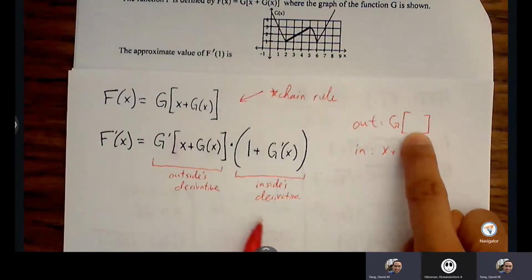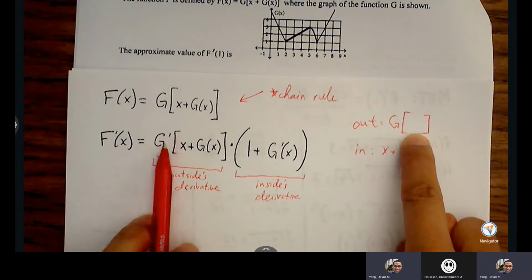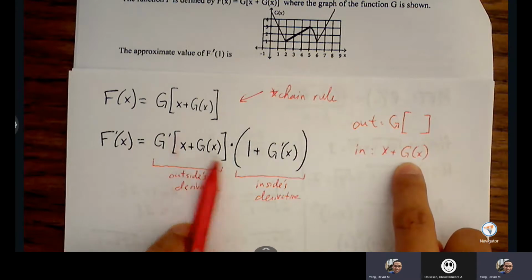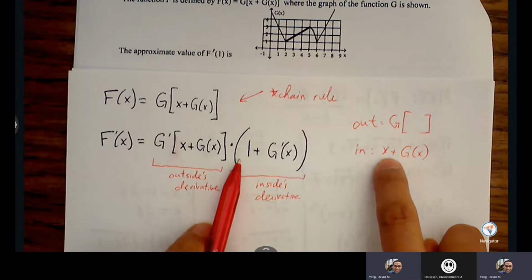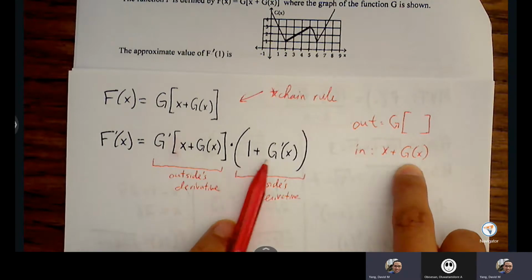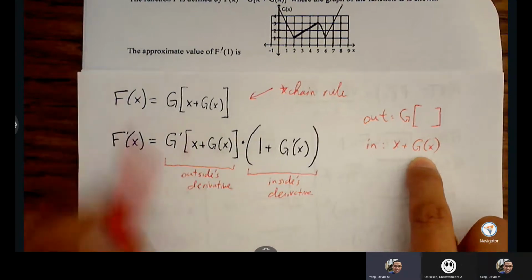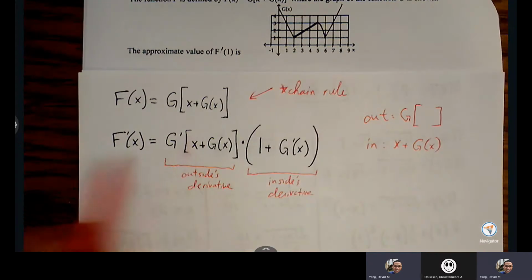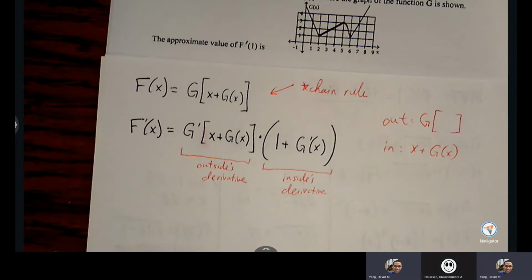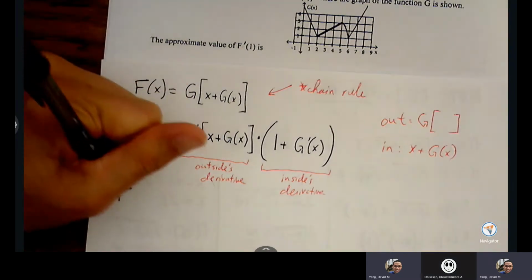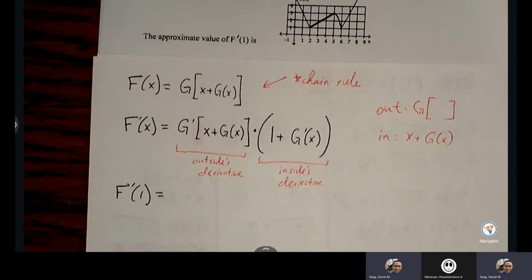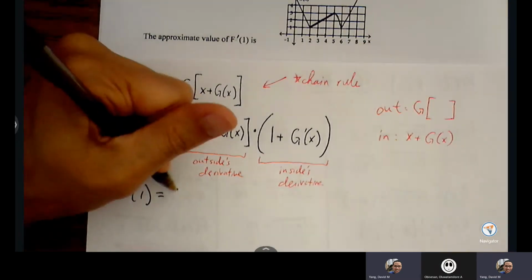Okay, so again, g bracket becomes g prime. Keep everything inside the bracket the same. And then we move on to the inside derivative. X becomes 1, and g of x becomes g prime. Okay, does that make sense so far? Yes. Okay, so next, we want to find f prime of 1, and replace every x we see with 1.